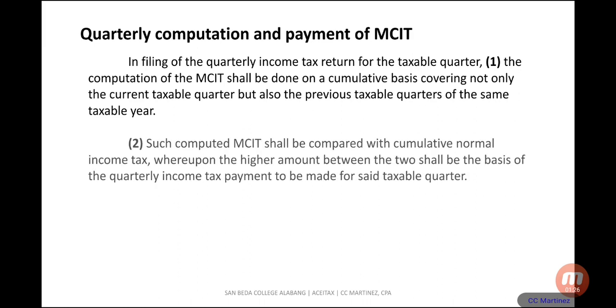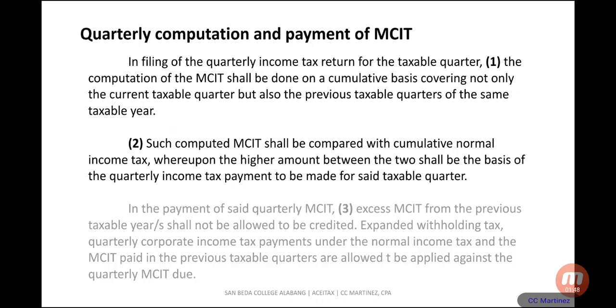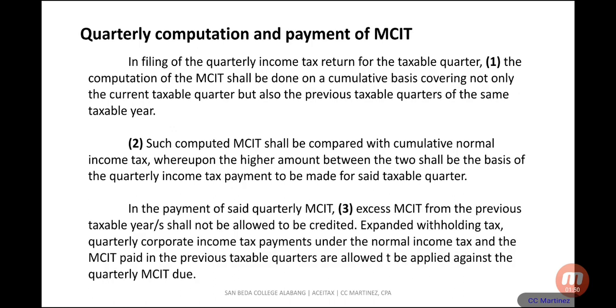Okay? So, such computed MCIT shall be compared with cumulative normal income tax, whereupon the higher amount between the two shall be the basis of quarterly income tax payment to be made for said taxable year. So, i-accumulate mo yung amount ng RCEIT, accumulate mo rin yung amount ng MCEIT, whichever is higher, yun yung babayaran mo for that quarter. So, in the payment of said quarterly MCIT, excess MCIT from the previous taxable year shall not be allowed to be credited.